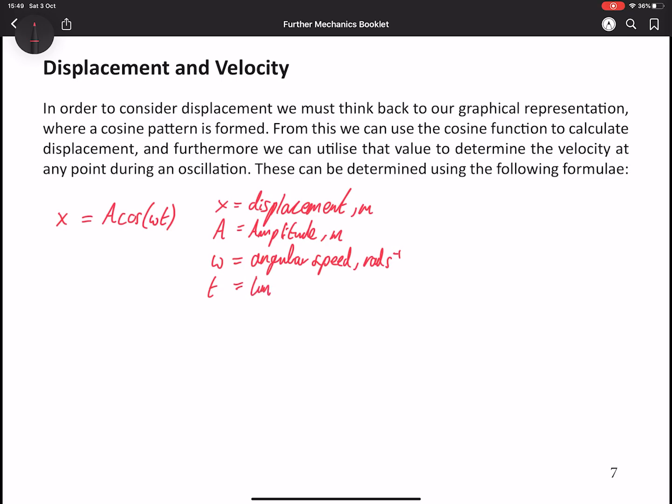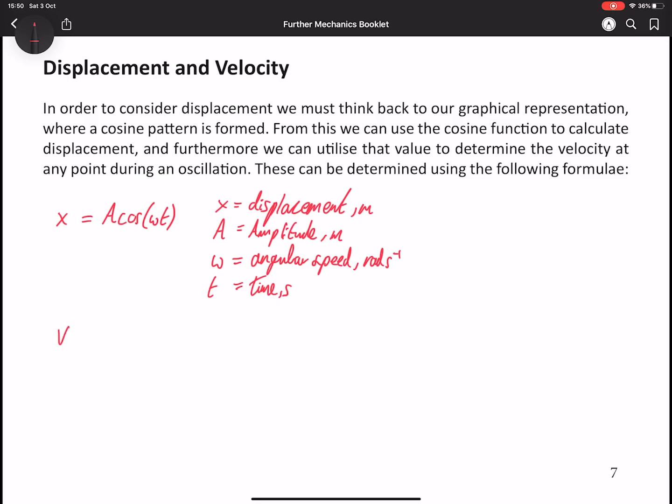Now, the time we're talking about here is the time at which we are actually looking. So we want to know the displacement at time t. So it's not a time period, don't confuse it with that. It is the specific time that we are looking at this oscillation.